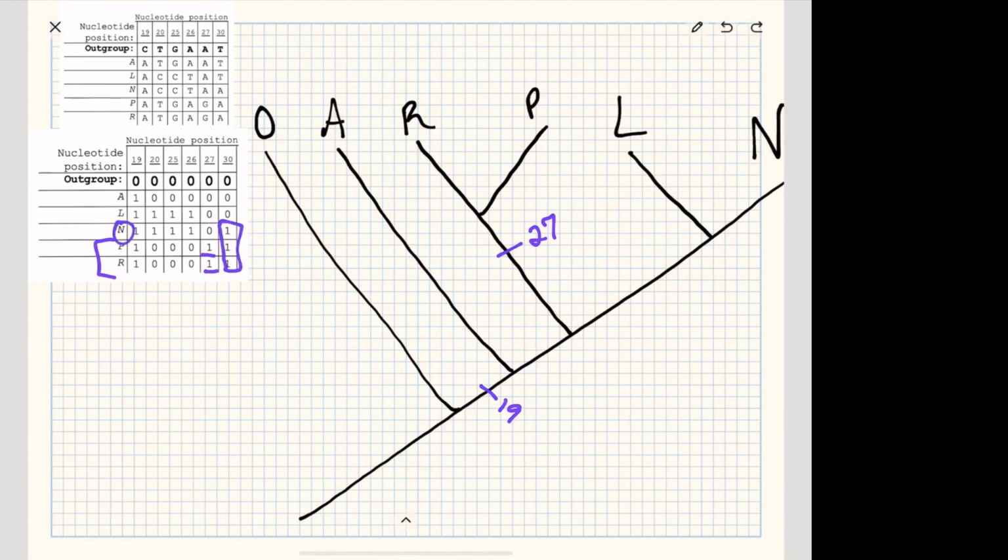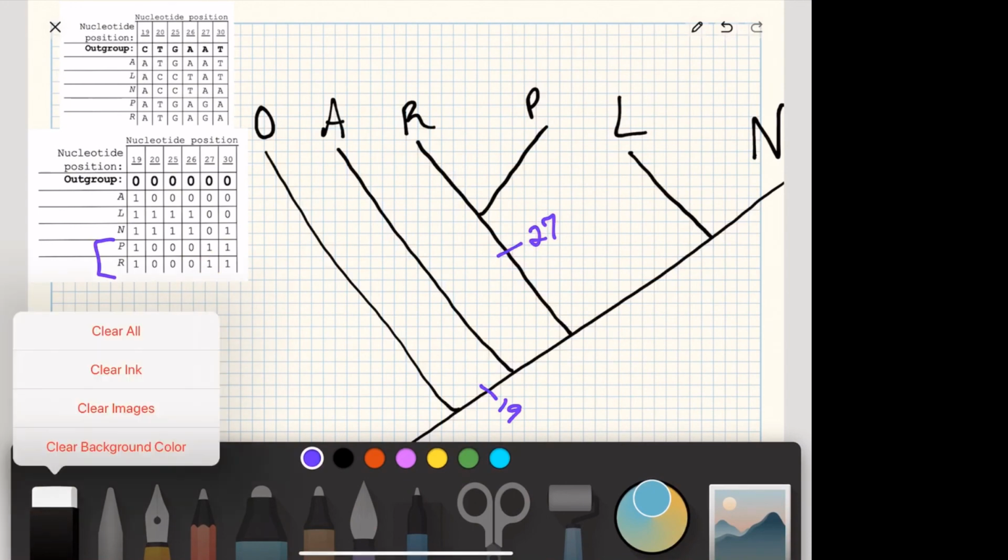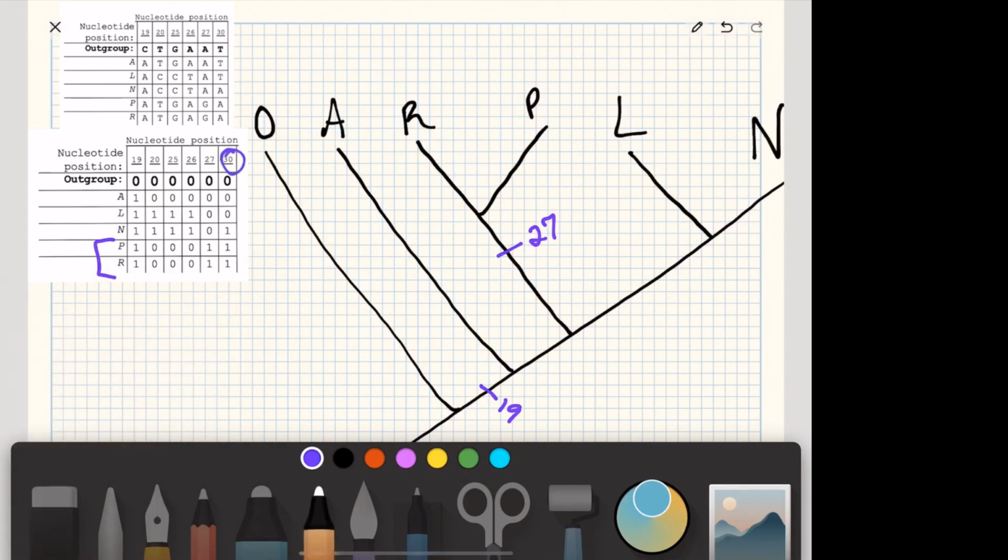But N also shares the derived condition for character number 30. And so we can't put it as a synapomorphy under R and P since N has it as well, unless that exact trait evolved twice. Trait 30, after we get through the rest of these that are a little more straightforward. Nucleotide positions 20, 25, and 26 are derived for L and N and for no other taxa, and so those are going to be straightforward, best placed right there under the common ancestor that is shared between L and N.